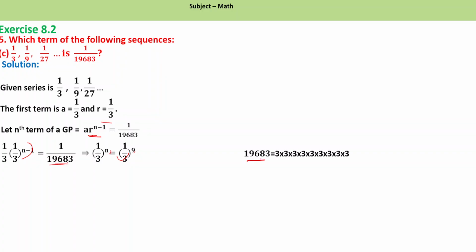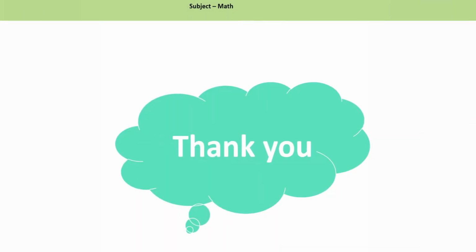Here, if you want, we can write 19,683 as 3 power 9. Therefore, n is equals to 9. Therefore, ninth term of this given sequence is 1 divided by 19,683. Thank you.